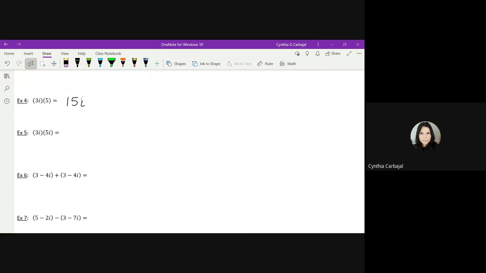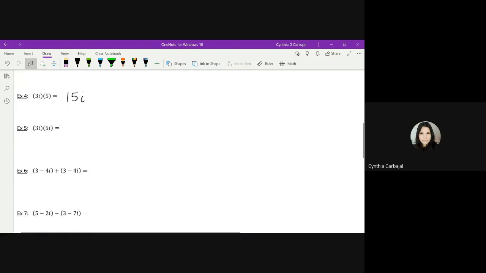Then 3i times 5i. So we multiply the numbers. 3 times 5 is 15. And then we multiply the i's. i times i is i squared, or i to the power of 2. And we know that that's going to be a -1. So our answer here is -15.